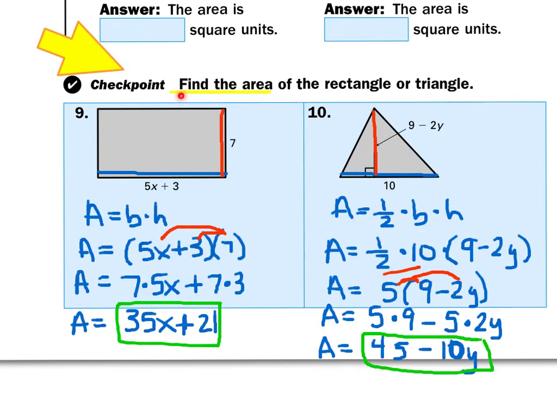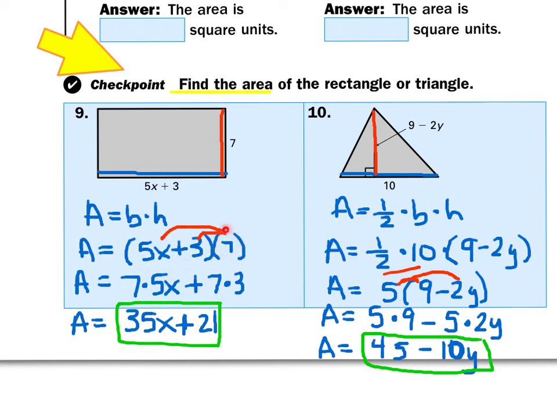Okay, so now they want you to find the area of these shapes. So remember, on 9, since it's a rectangle, we're going to use the area as base times the height. So I always use a blue for the base, that's 5x plus 3, and a red for the height, that's 7. So I have 5x plus 3 times 7.